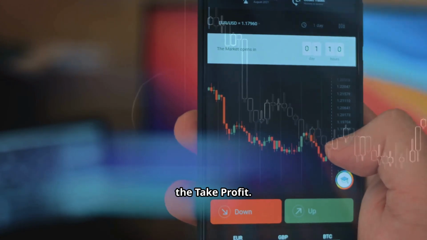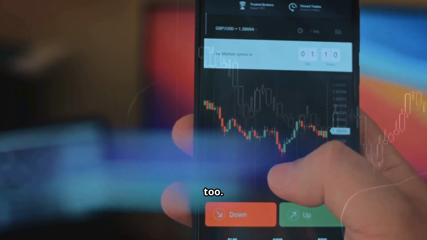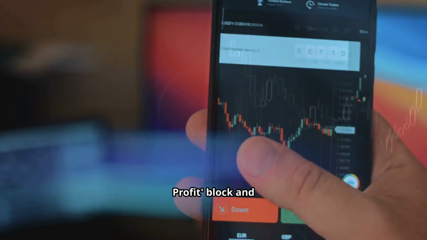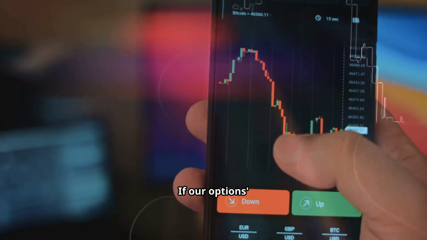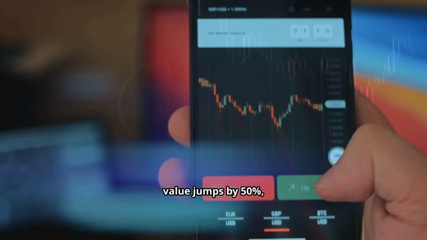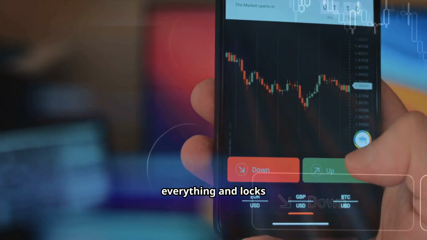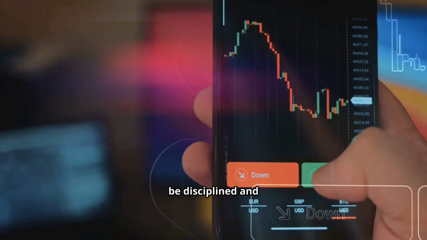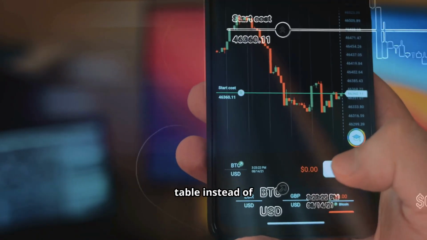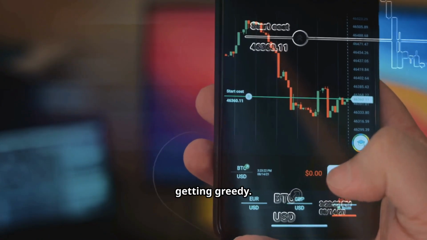Next, the take profit. We need a target for our wins too. I'll add a take profit block and set it to 50%. If our options value jumps by 50%, the bot sells everything and locks in the gain. This forces us to be disciplined and take money off the table instead of getting greedy.